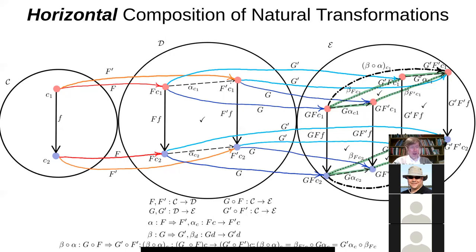What I've done here is to draw in component-wise what's going on, okay? And so here we have category C, category D, category E. That's each of these categories. Here we start with C. And look, we can go from C to D with either F or F prime. I've colored them in similar colors, sort of red versus orange, to have a certain thematic consistency or something. So here we have C1 mapped with F and C2 mapped with F, and we have C1 mapped with F prime and same thing with C2.